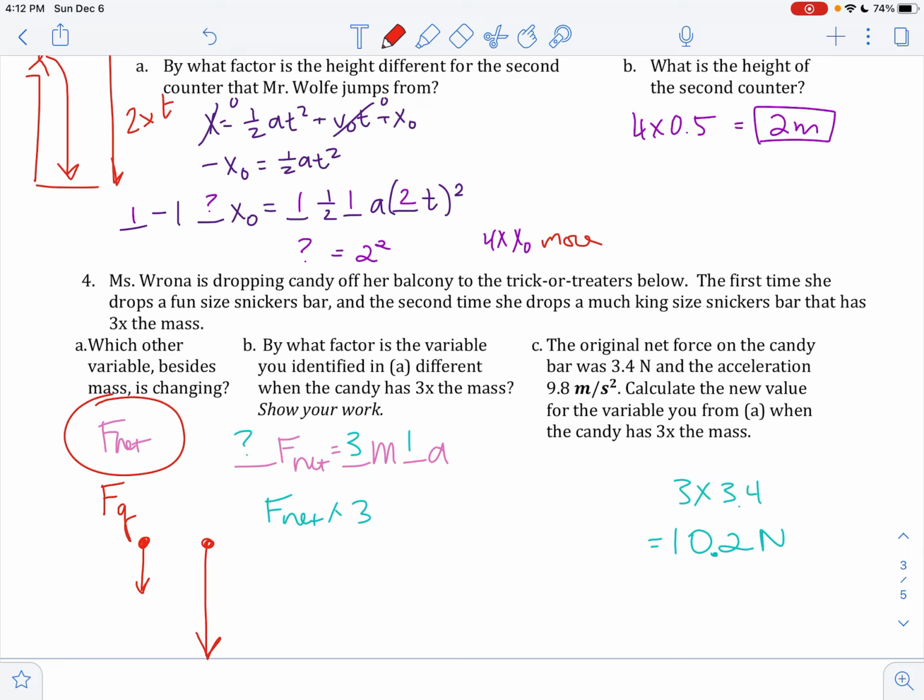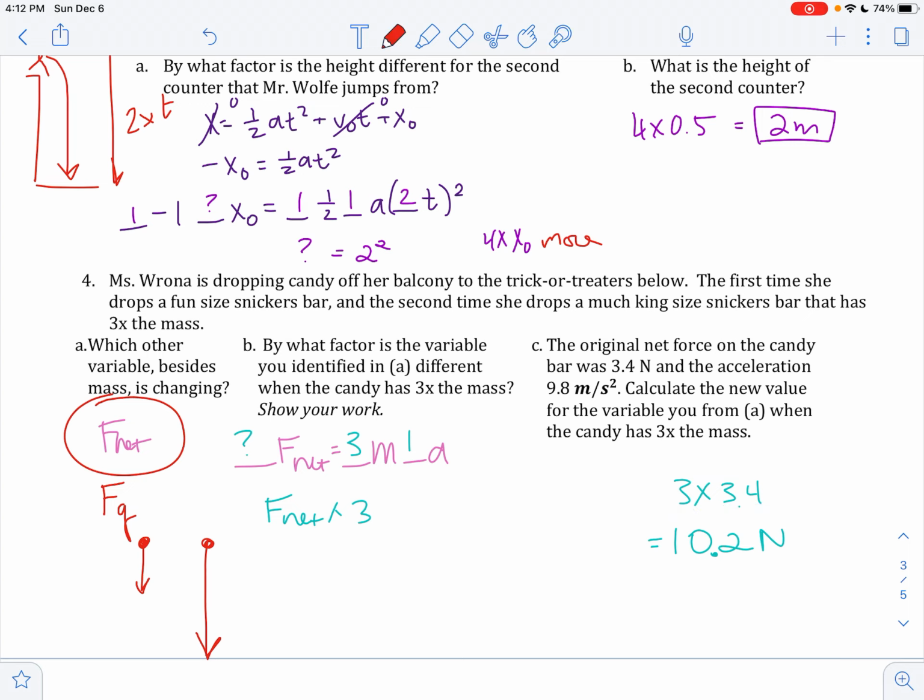By what factor is a variable you identified in A different from when the candy has 3 times the mass? Well, 3 times the mass, the same acceleration. You have to realize it's the same exact acceleration because they're both in free fall. So the net force has to be 3 times as much. The original net force on the candy was 3.4 newtons. So we're going to do 3 times 3.4 is 10.2 newtons.